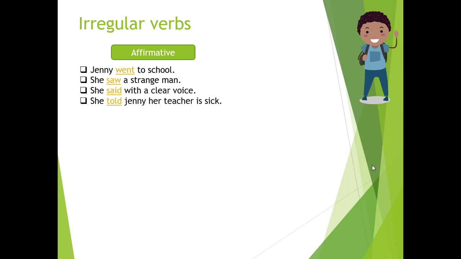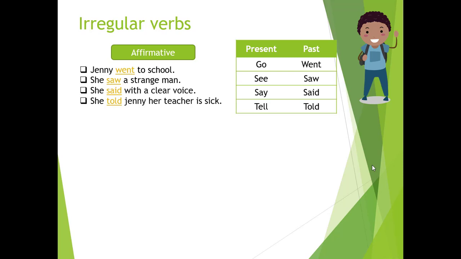Now, let's see what is the form of these verbs in the present simple. Now, go in the present, in the past, it becomes went. Saw in the past, it's see in the present. And say in the present, it's said in the past. Tell becomes told. Okay, now, these verbs are called irregular verbs because they don't have a rule. There is no rule. You just have to remember them.